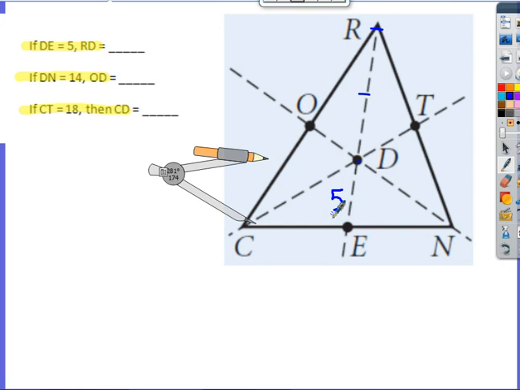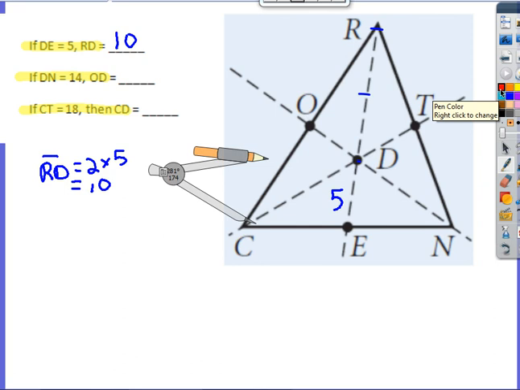And I want you to take a second, pause the video, and try to figure these 3 problems out. So please pause the video and try to figure these 3 out. Okay, if DE is 5, then RD is 2 times whatever DE is, which is 2 times 5, which is 10.